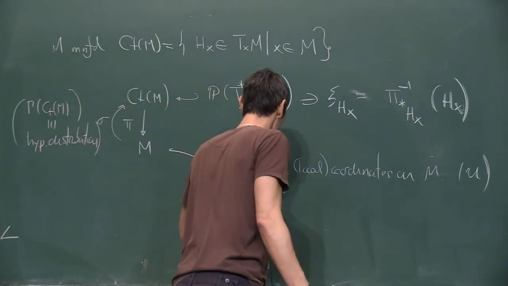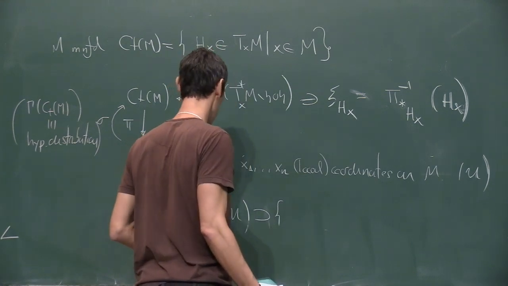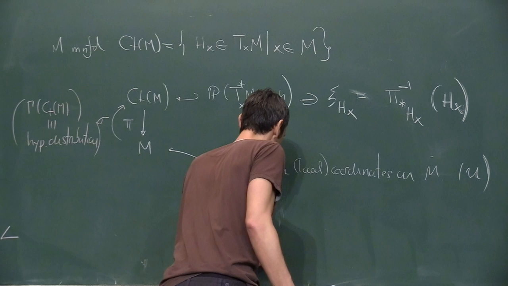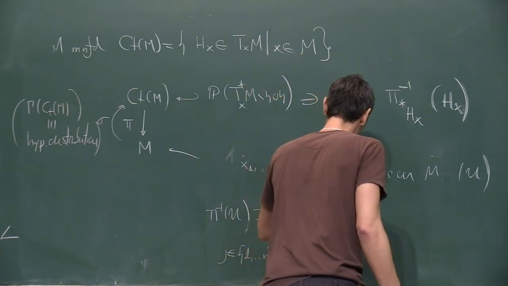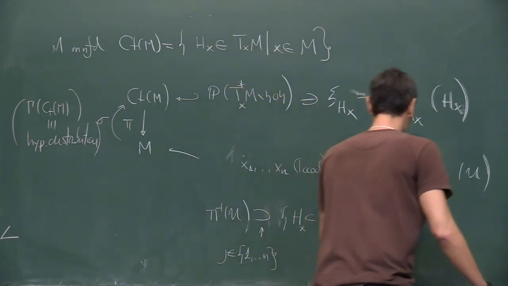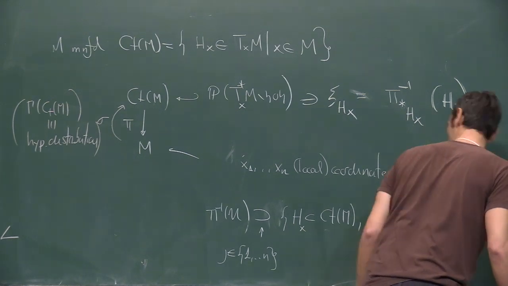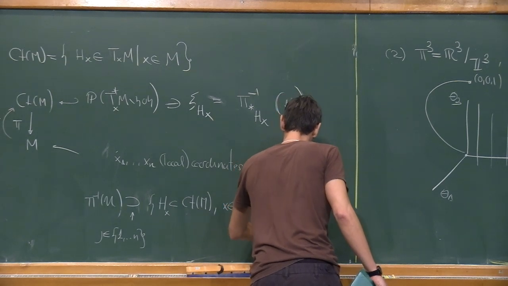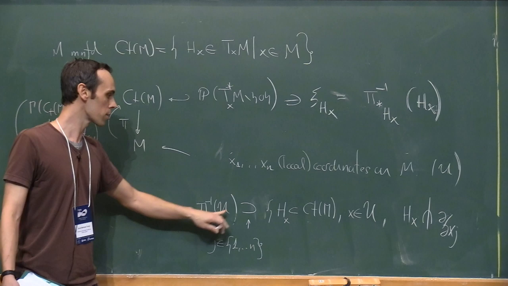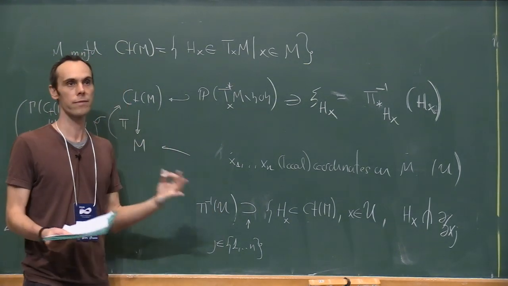And what are the coordinates that you're going to use here? Well, actually not in the whole pi minus 1. So I'm going to take the following thing. For any index, say I choose j, one of the indices, I'm going to look at the hyperplanes in the manifold of contact elements such that x belongs to U, and also the hyperplane is transverse to the local vector field associated to the jth coordinate, right? So this is a transversality condition, which means that in this open subset of the manifold of contact elements, it is going to select those hyperplanes which live on points in U and which are transverse to some coordinate.